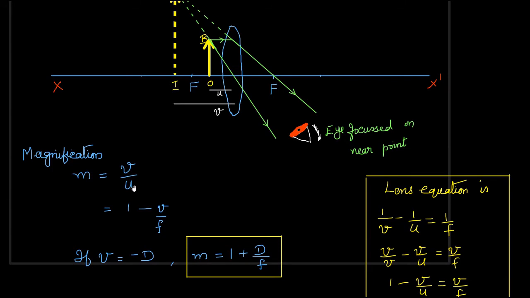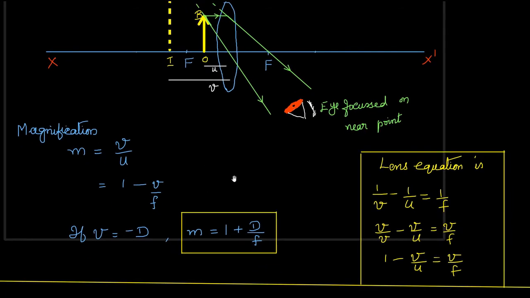We know, according to the lens equation, 1 by V minus 1 by U equal to 1 by F. Multiply the equation throughout with V. V by V minus V by U equal to V by F, or 1 minus V by U equal to V by F. So we got the equation for magnification, M equal to 1 minus V by F.